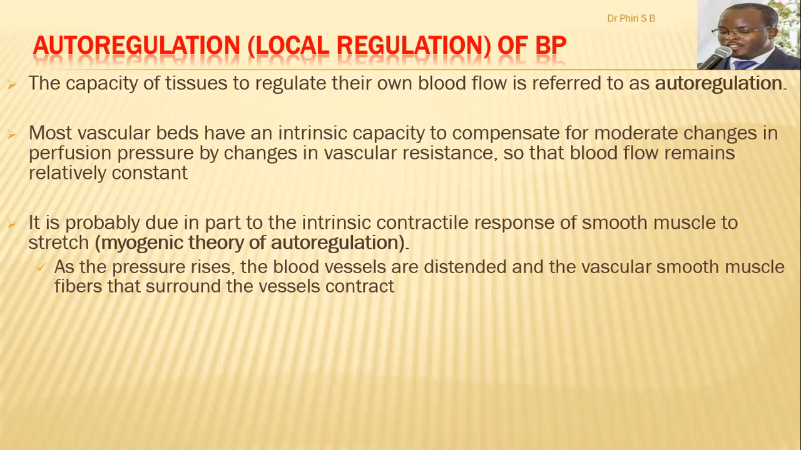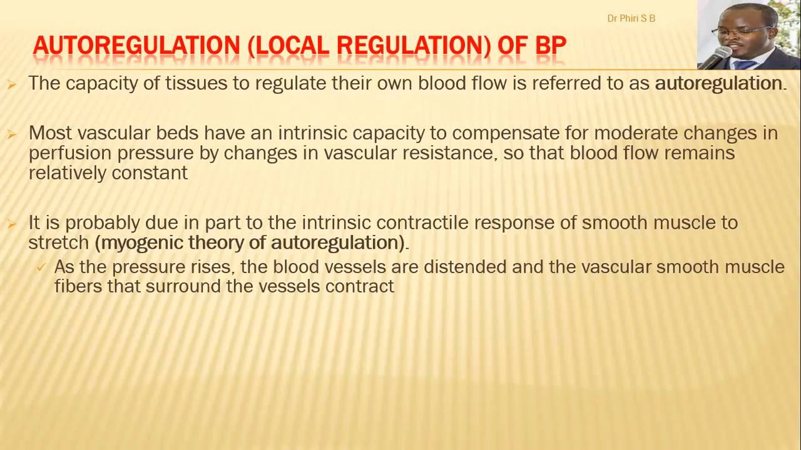So it is probably due, in part, to the intrinsic contractile response of smooth muscle to stretch. So this is referred to as the myogenic theory of autoregulation. In simple terms, when you stretch blood vessels, they are smooth muscles, and those smooth muscles also contain mechanosensitive receptors that are sensitive to stretching. So if you have an increase in blood pressure, those smooth muscle cells will be stretched, then that will result in opening of mechanosensitive channels for calcium, for instance. That will bring about influx of calcium, and this calcium will bring about smooth muscle contraction.